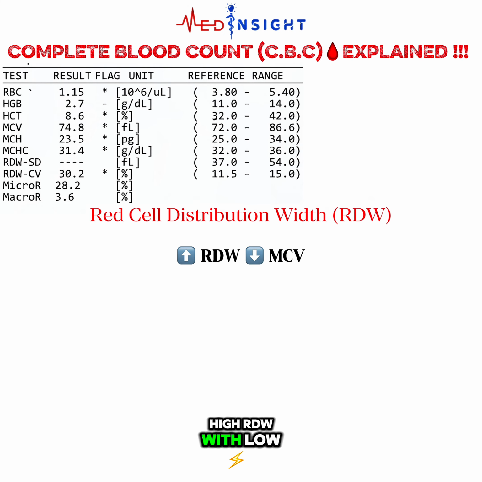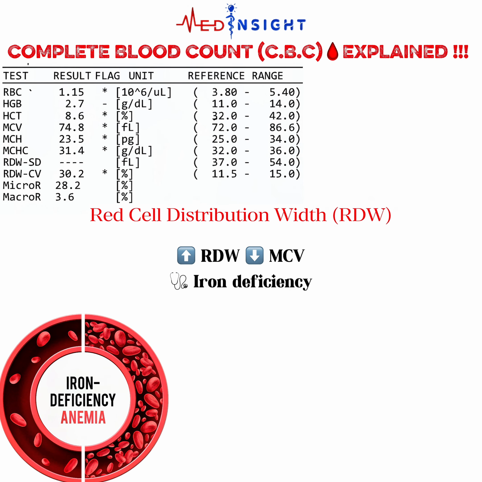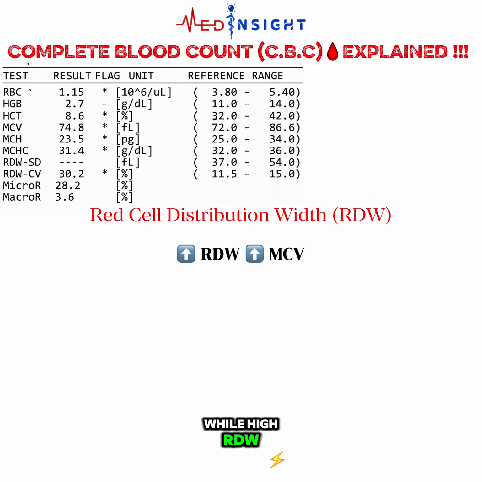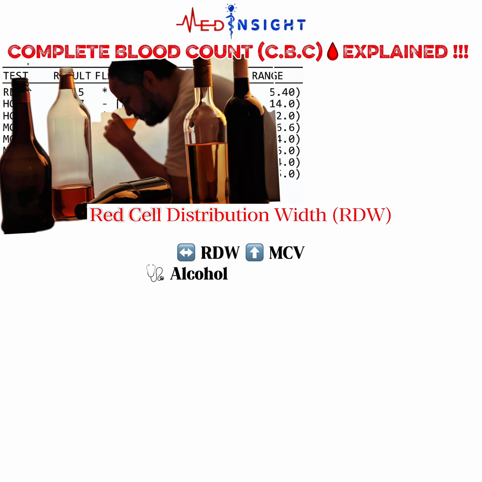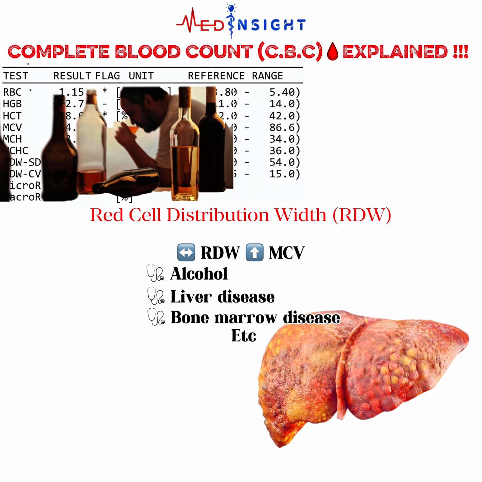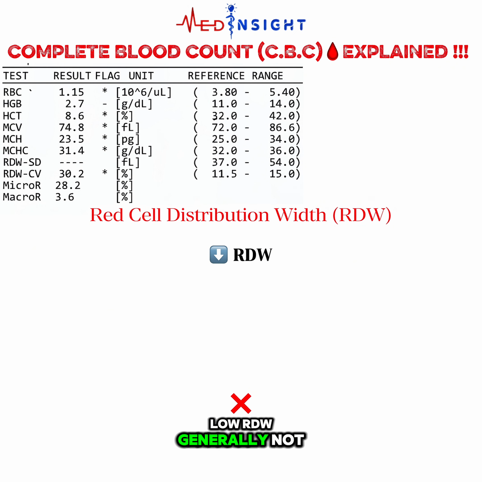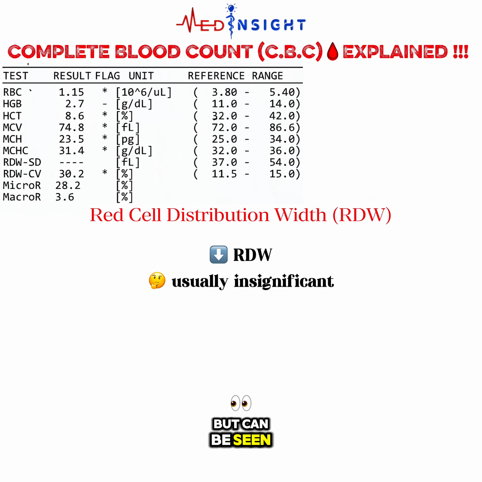High RDW with low MCV point to iron deficiency anemia, while high RDW and high MCV point to vitamin B12 deficiency. Normal RDW and high MCV point to alcohol, liver diseases, or bone marrow problems. Low RDW, generally not clinically significant, but can be seen in certain chronic conditions when paired with low MCV.